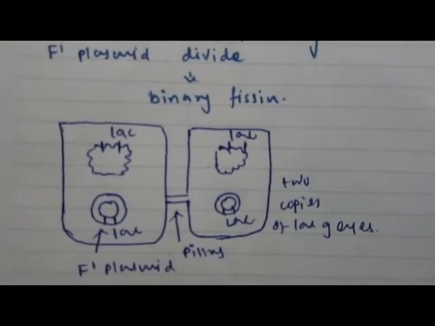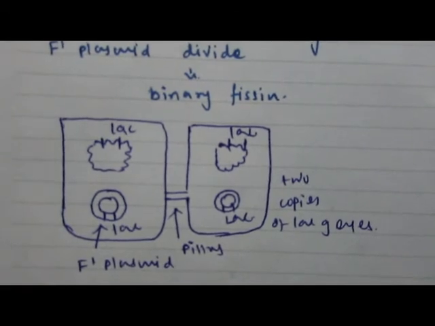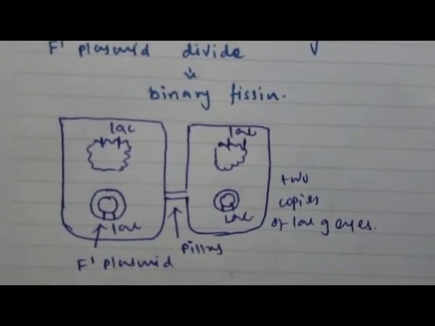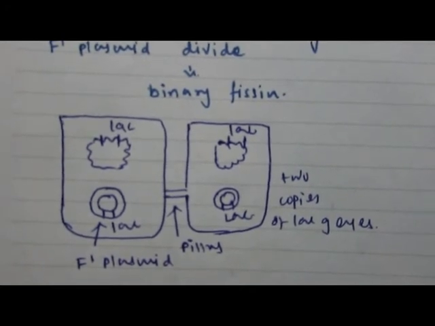So in the next video we will learn when Lactose Operon is expressed, different mutations in their regulatory as well as operator regions, then what will happen with their haploid as well as merozygote state.